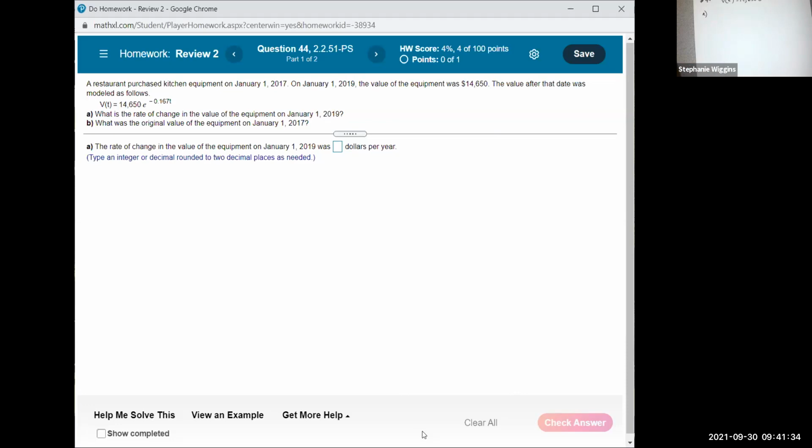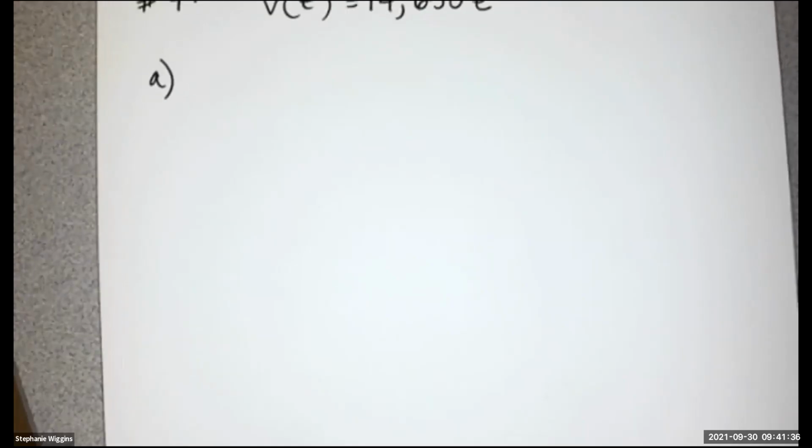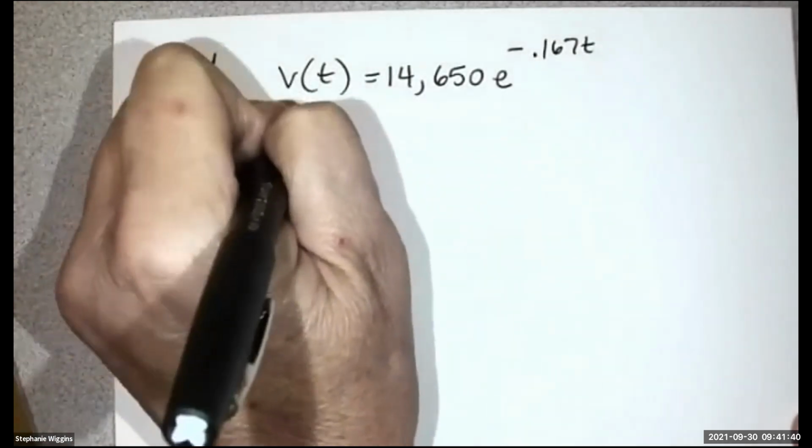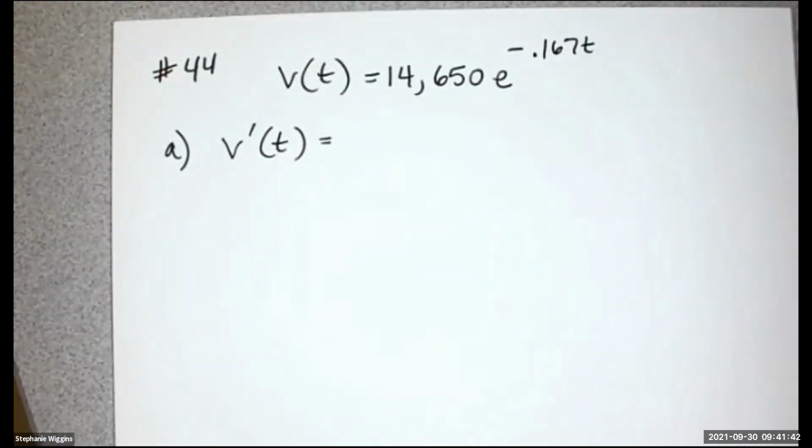So what is the rate of change? Here's our function, V prime of t. Okay, we're in section 2.2 now, and section 2.2 is on the derivative for exponential functions having base e.